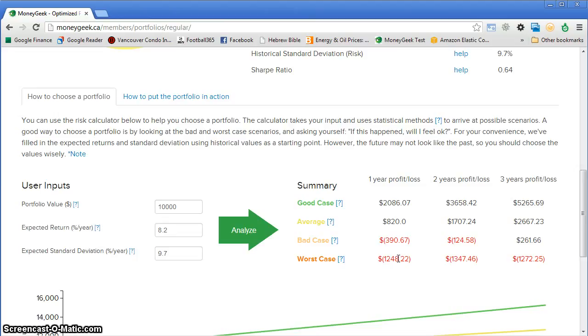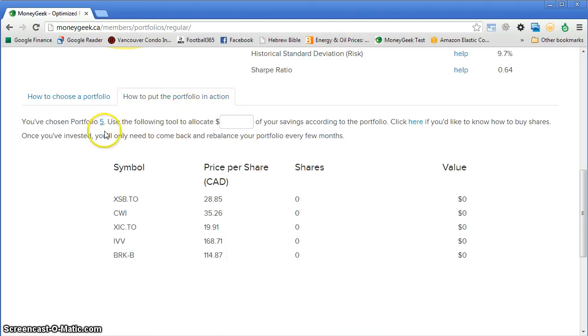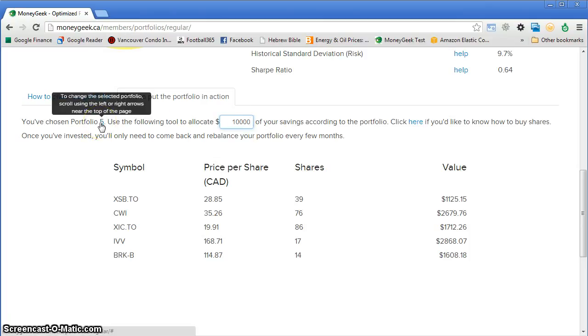After you've chosen your portfolio, it's time to put it into action. For that, you go to the How to Put the Portfolio in Action tab. And once you're there, simply put the value of your portfolio into this field. So here you see that in order to put portfolio 5 into action, you should buy 39 shares of XSP.to, and based on yesterday's price of $28.85 a share, the value of your XSP.to is $1,125. And of course, you should buy every stock and ETF listed on this page.